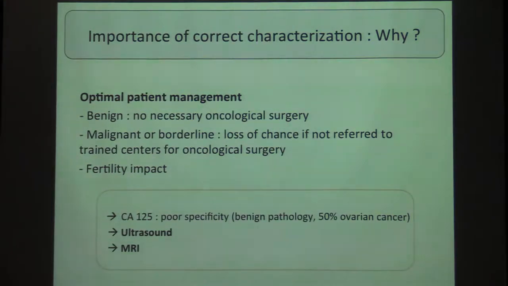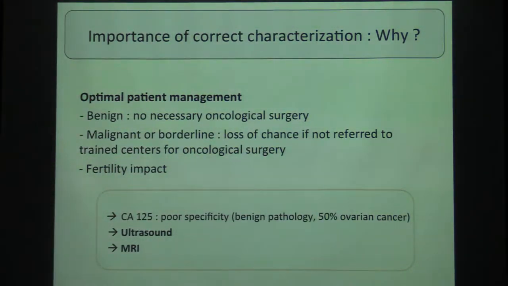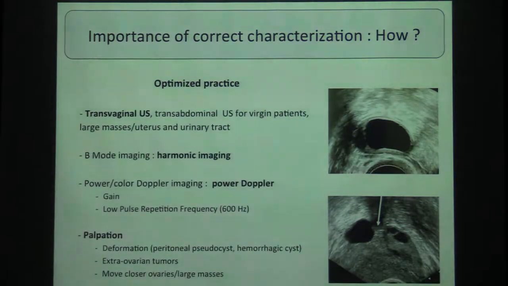What do we have to correctly characterize an adnexal tumor? We have CA125, which is not specific as it can be raised in benign pathology and in only 50% of ovarian cancer. Then we have ultrasound, which is the most commonly employed and best primary imaging modality, and we have MRI. We are going to detail these two techniques. How can we improve our practice?